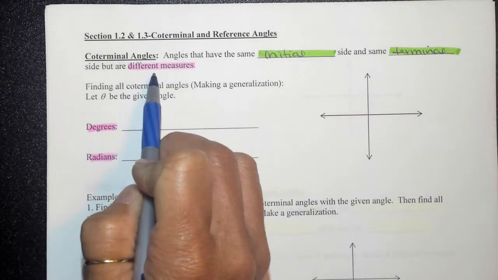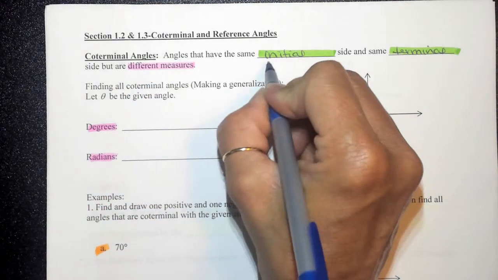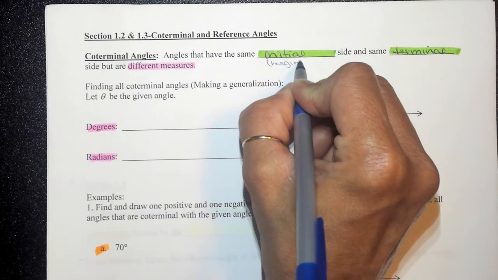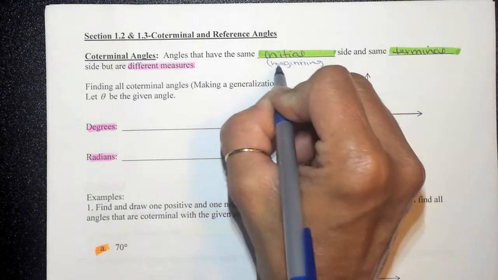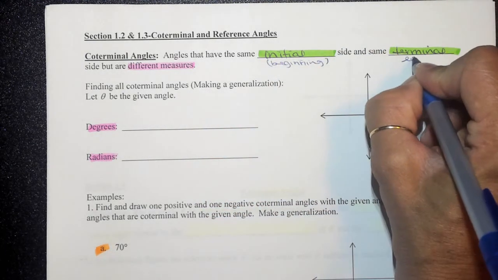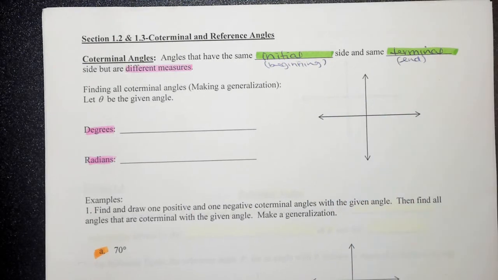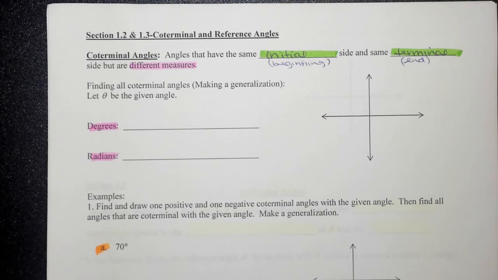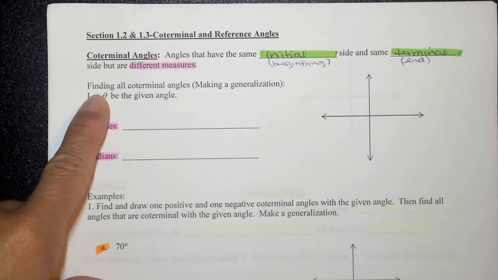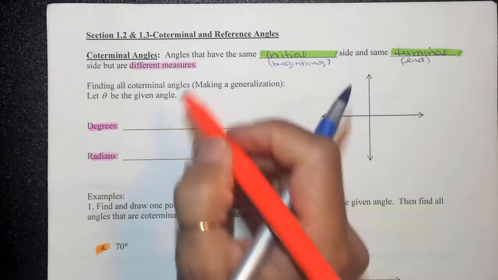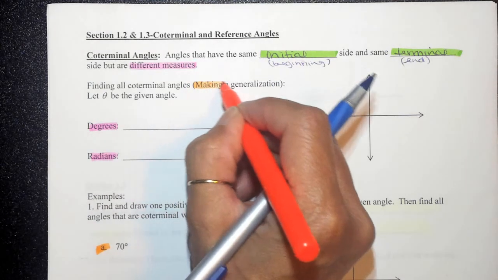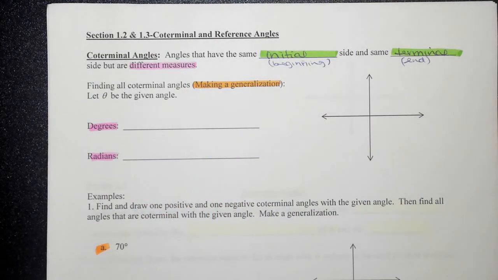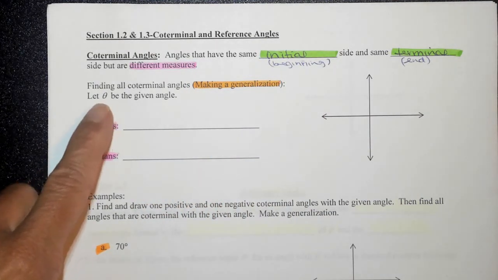but the key here is they have different measures, meaning they have the same beginning and the same end. Okay, so once we find any coterminal angles, this is what this means. Finding all coterminal angles, if you're given those directions, basically what we want you to do is make a generalization, and we're going to let theta be the given angle.